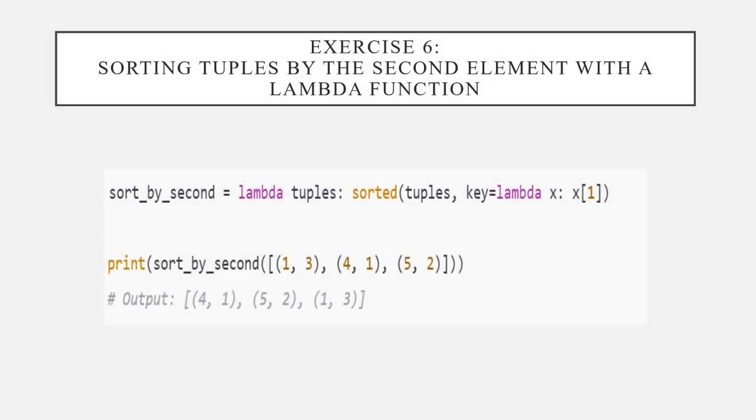For this final exercise, we are asked to create a lambda function that sorts a list of tuples by the second element in each tuple. This function uses the sorted function which lets us sort a list with a custom rule. Here we are using a lambda function as the key argument, telling sorted to look at the second element of each tuple. For example, if you pass the given values in the print statement to sort by second, it will return the values that is shown in the output.